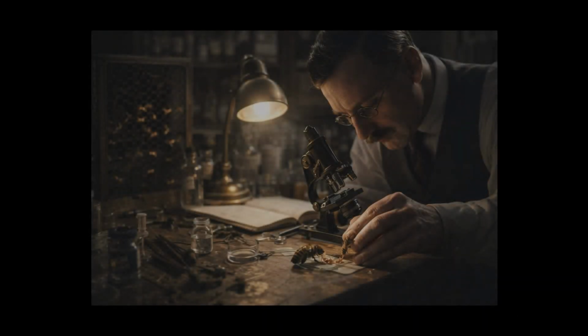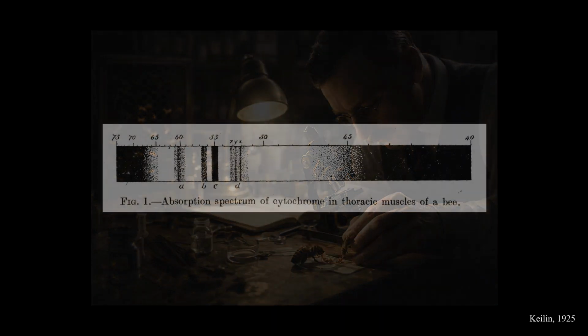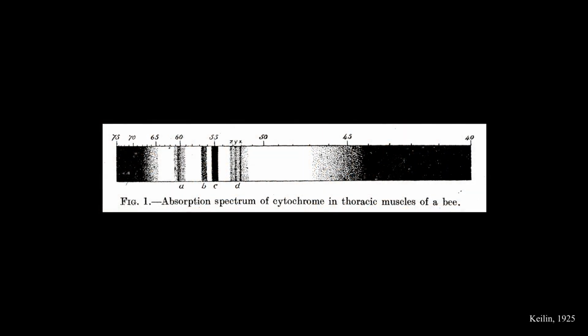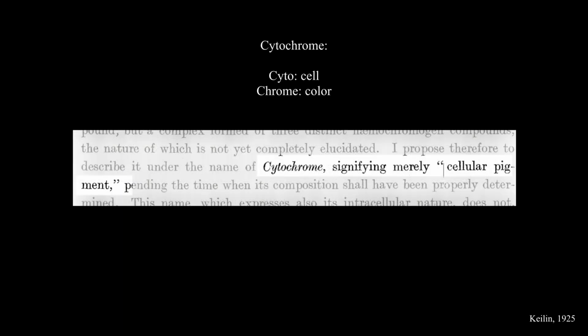In 1925, David Keilin reported on an experiment in which he studied a pigment in insects and worms whose existence had been put in question by many, and which produced a specific spectrum of light when in a reduced state, but which disappeared when oxidized. He named it cytochrome, cyto for cell and chrome for color, signifying merely cellular pigment.